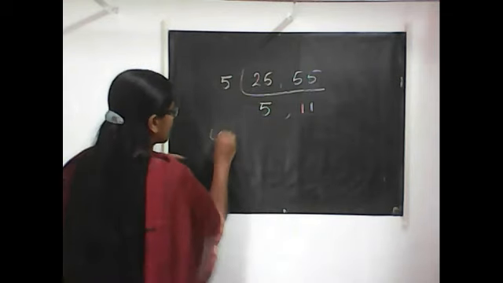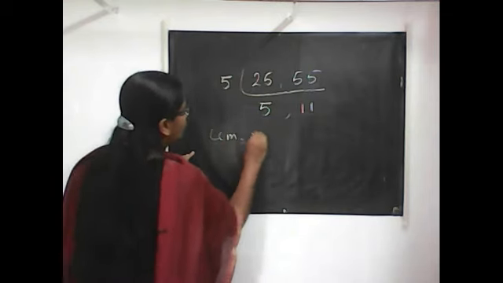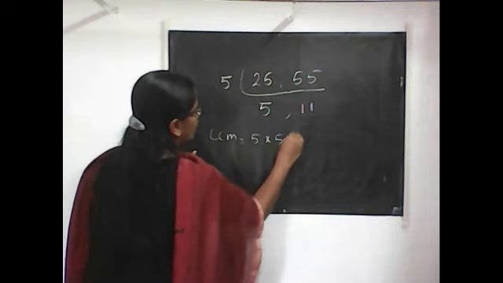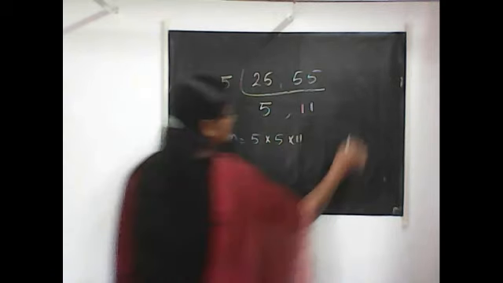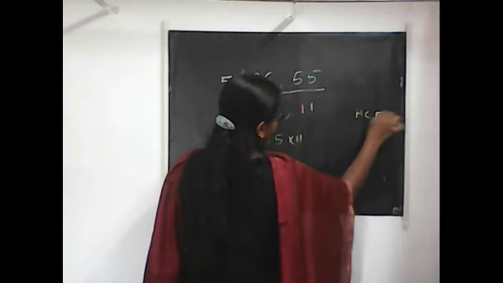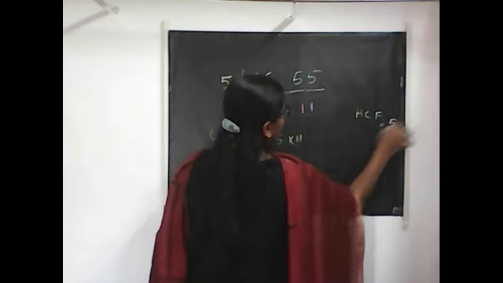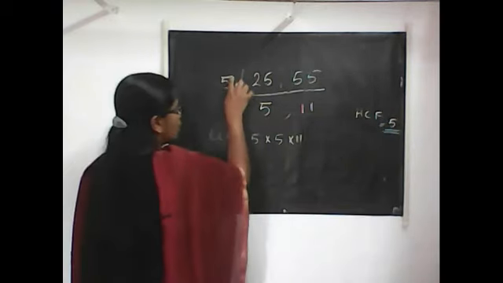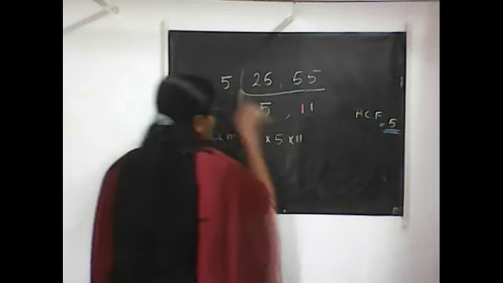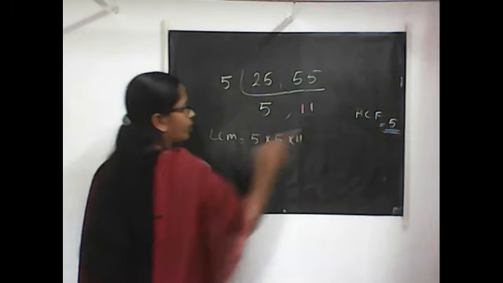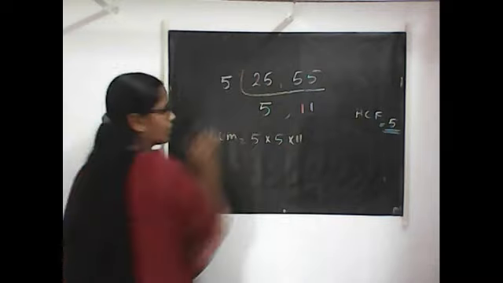Here the LCM is equal to 5 into 5 into 11. HCF is equal to 5 only. There is a difference. When you are writing the LCM, you should consider the down numbers as well as the divisors. When you are writing HCF, consider only this side one.